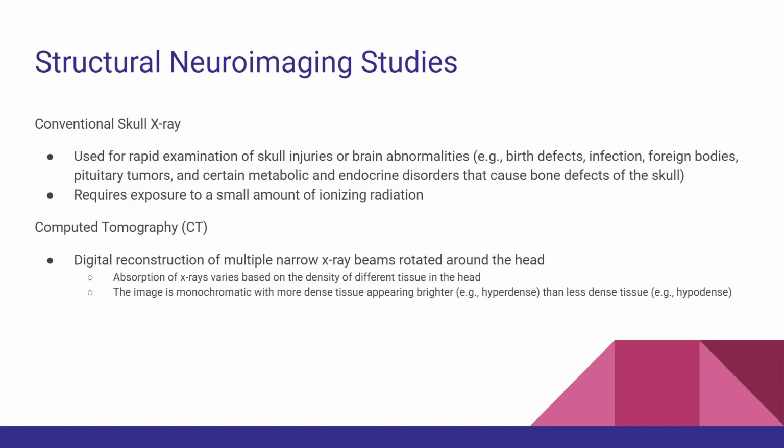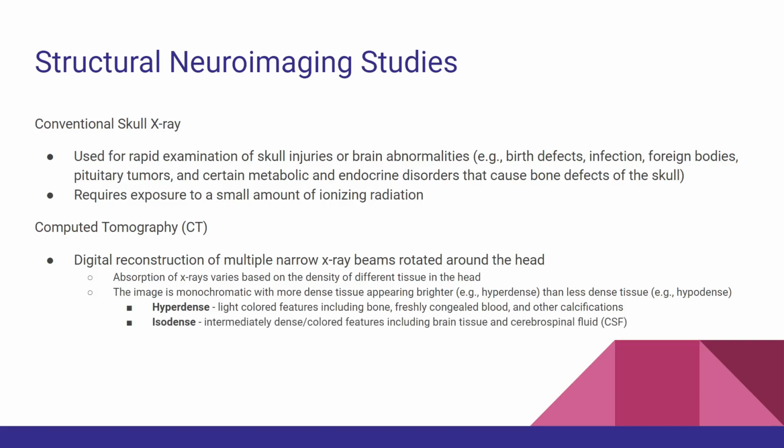There's also tissue that presents as isodense, which just means that it carries the same brightness as the tissues around it. So hyperdense tissues tend to be light colored and include things like bone, freshly congealed blood, and other calcifications. Isodense tissue includes things like brain tissue and cerebral spinal fluid. And hypodense are dark colored features that include things like air and fat tissue.